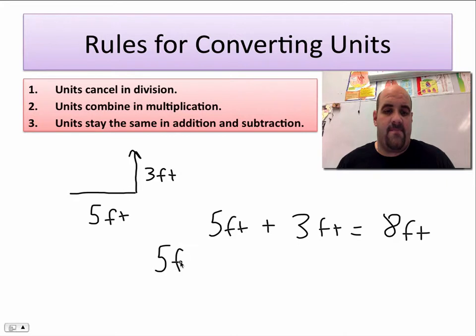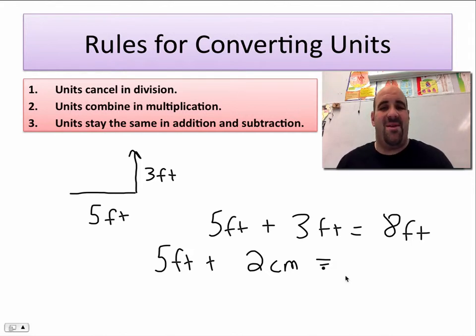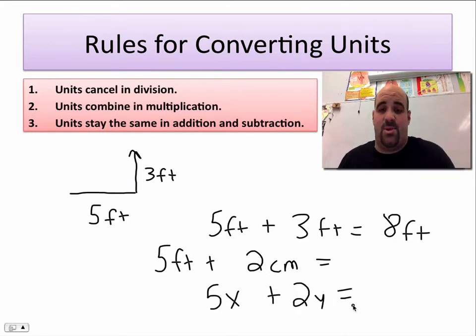5 feet plus 2 centimeters. You can't do this. You'd have to convert the centimeters and feet before you added them. You'd have to keep them like that. That's just like saying 5x plus 2y. What does that equal? Well, you can't add those two together because they're different units. So you can't add feet and centimeter together in such a fashion.